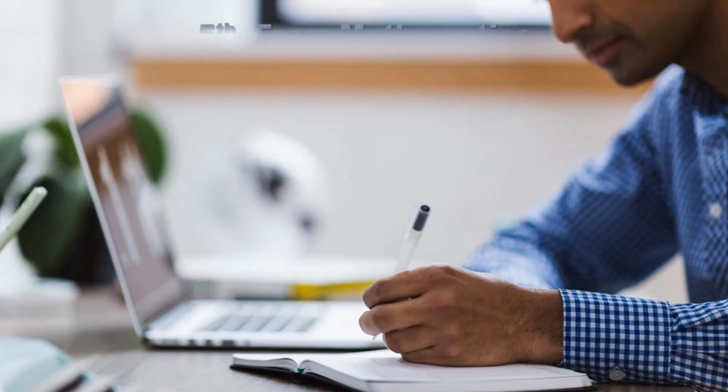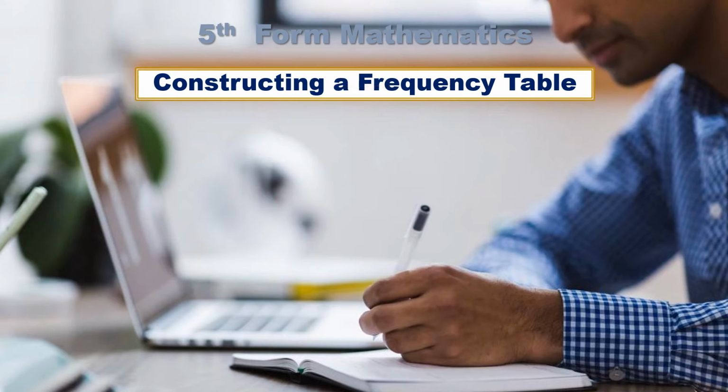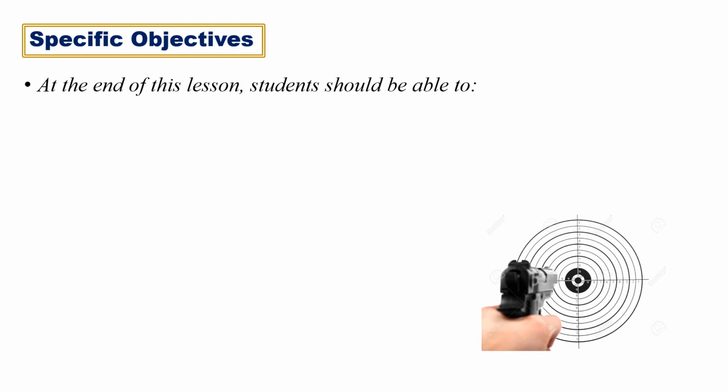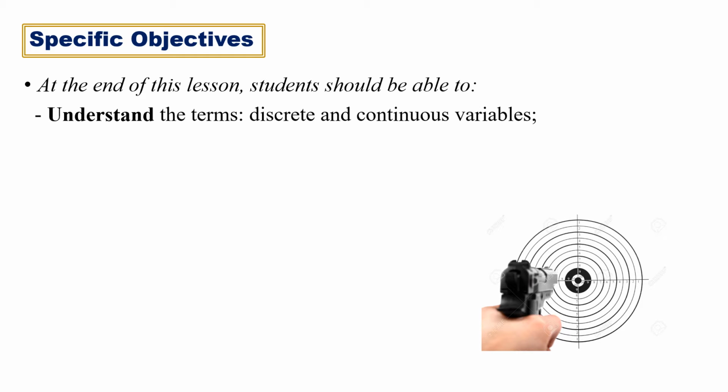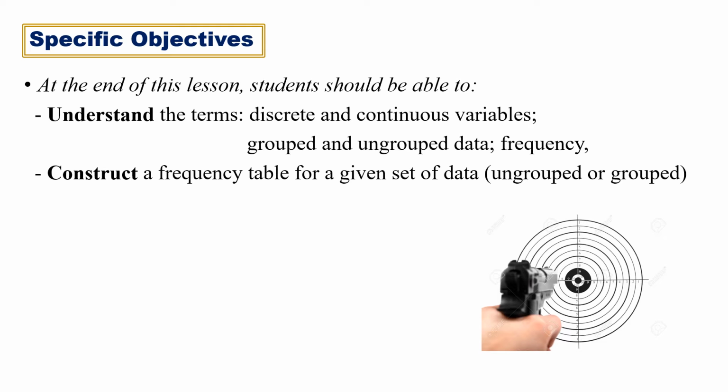In the statistical process, after data is collected, it then needs to be organized and presented in a manner that makes it easy to understand and analyze. A basic method of organizing data is to construct a frequency table. At the end of this lesson, students should be able to understand the terms discrete and continuous variables, grouped and ungrouped data, frequency, as well as construct a frequency table for a given set of data, whether that data is ungrouped or grouped.